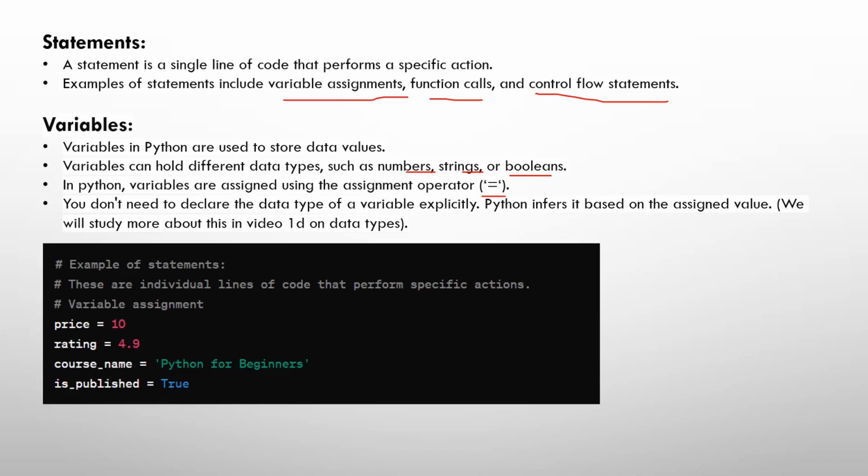Next, we have an example of statements. So basically, every line of our code is a statement in itself. These are individual lines of code that perform specific actions. Variable assignment. So basically we are assigning the value of 10 to price, and here we are assigning the value 4.9 to rating. That's what variable assignment means.